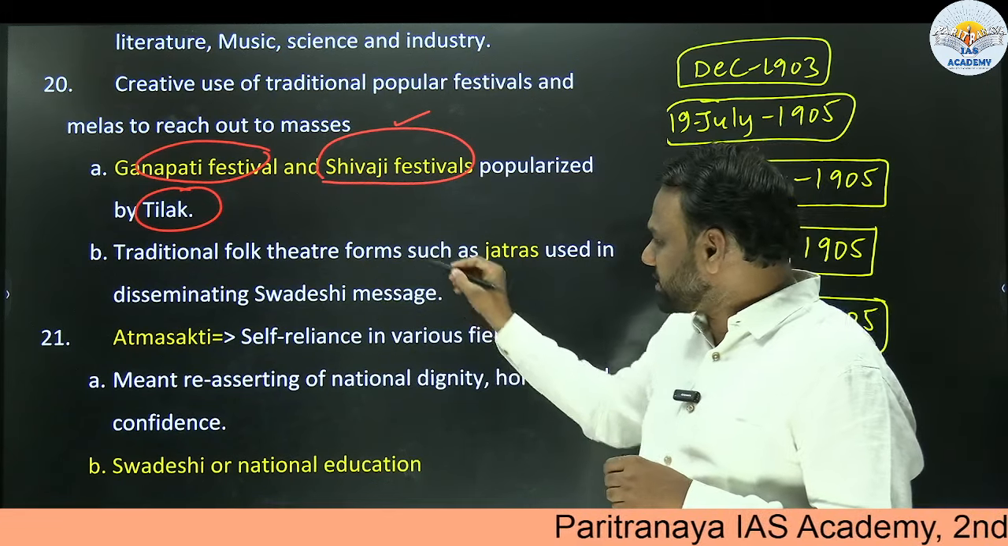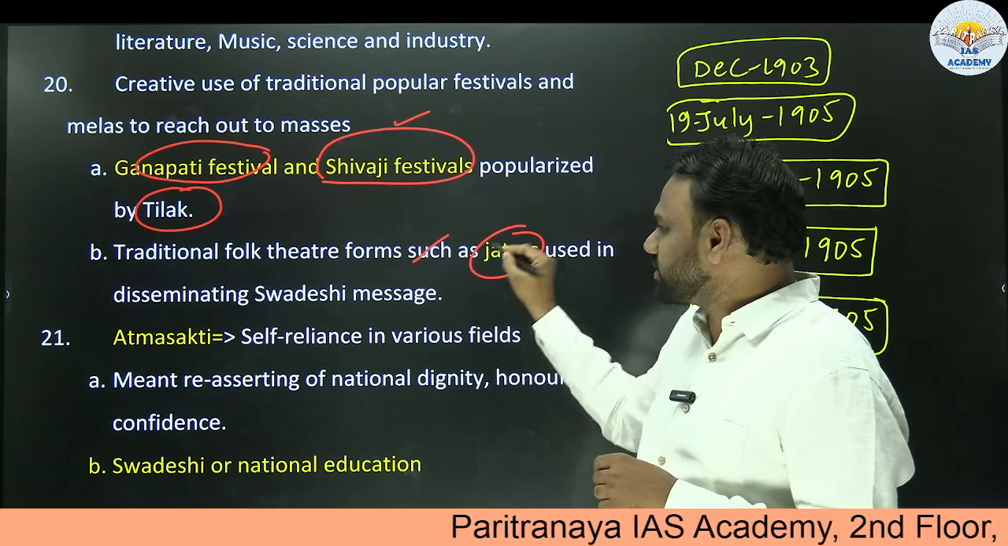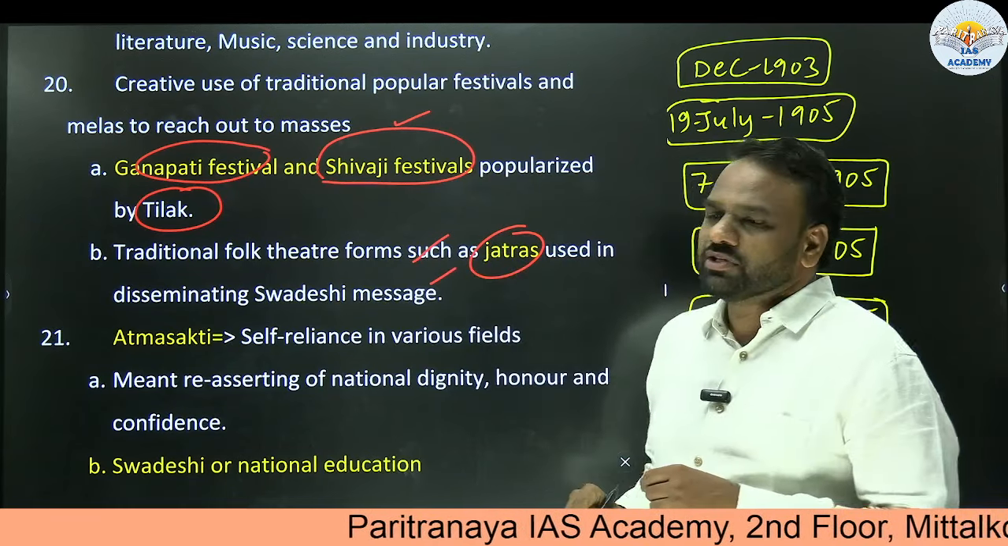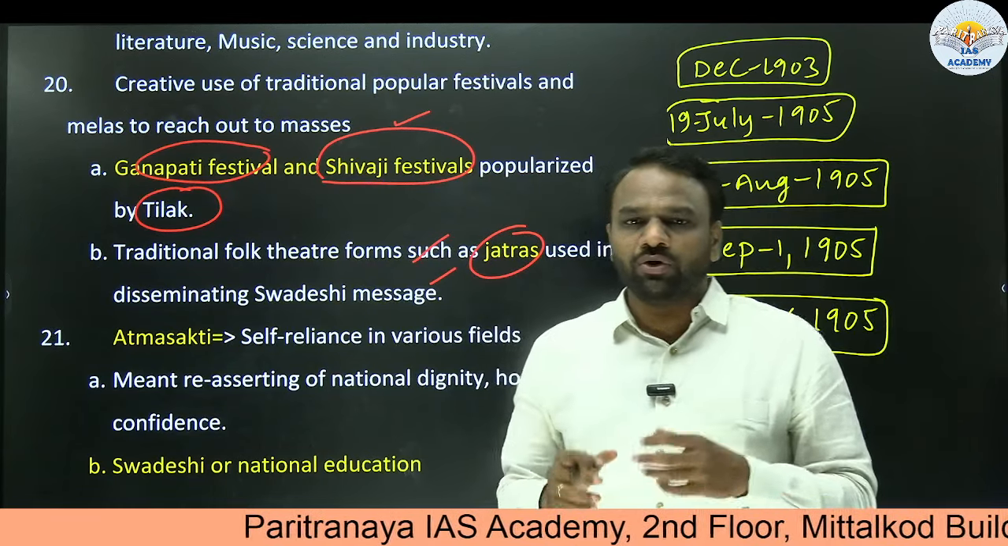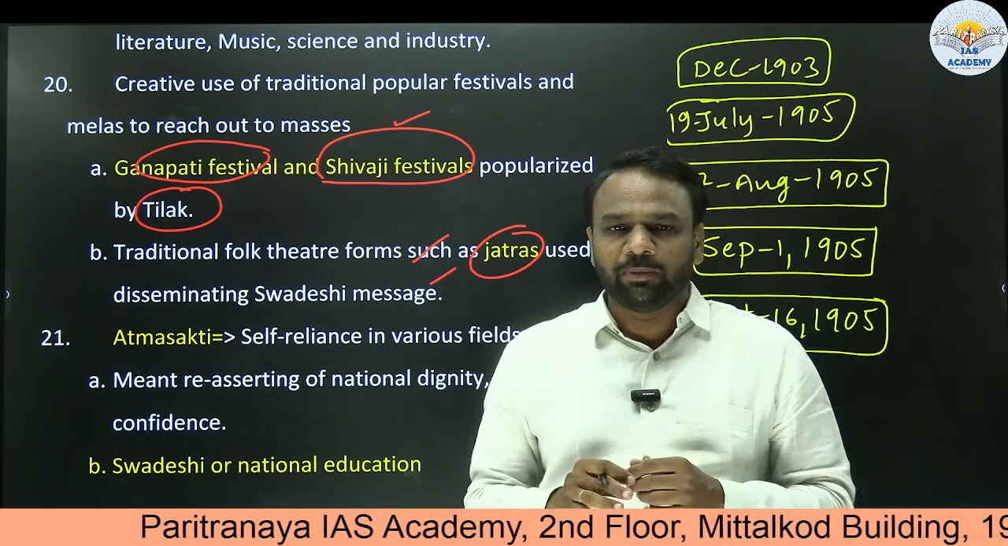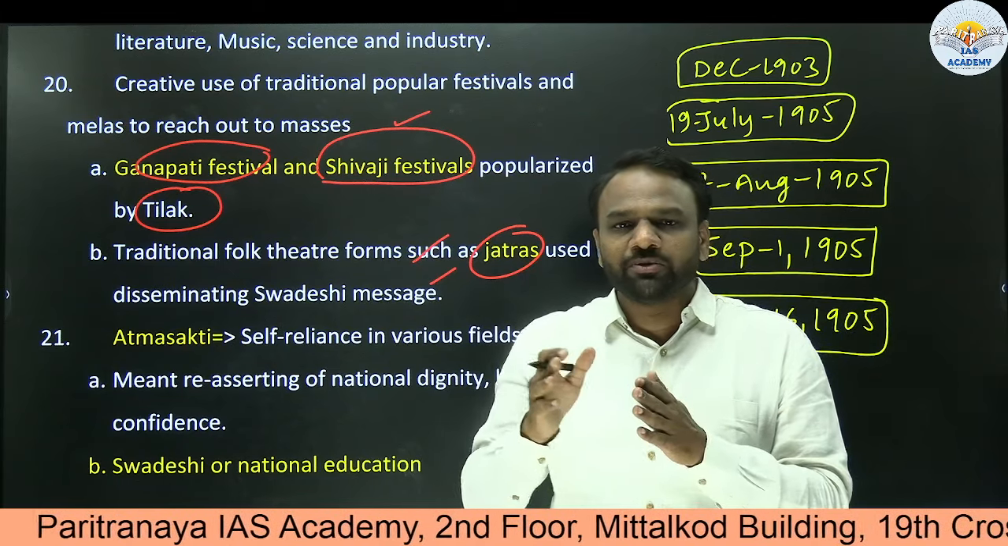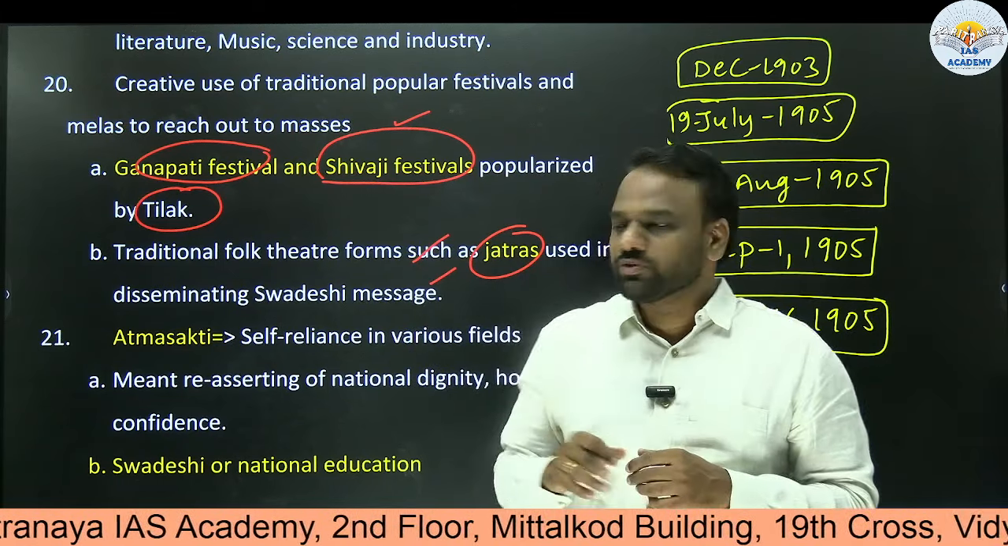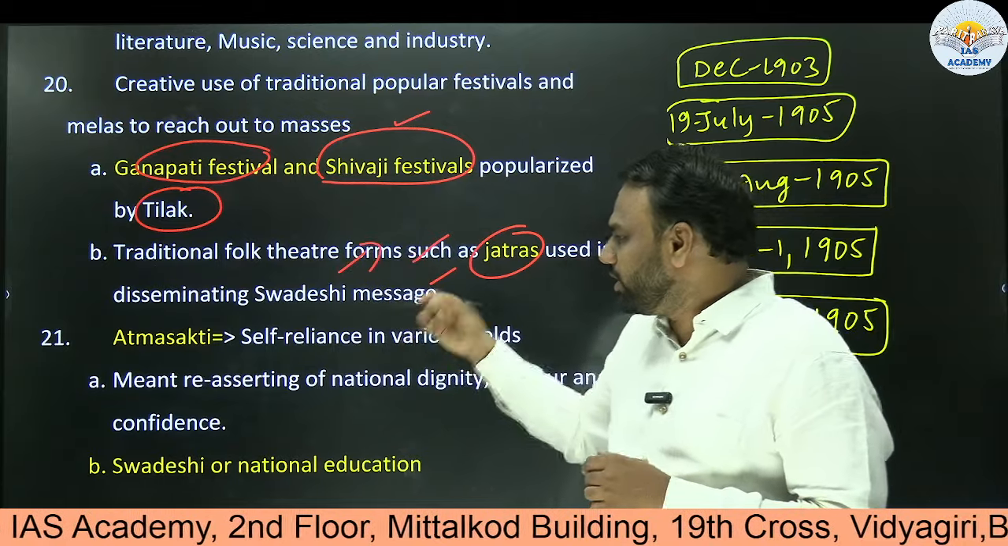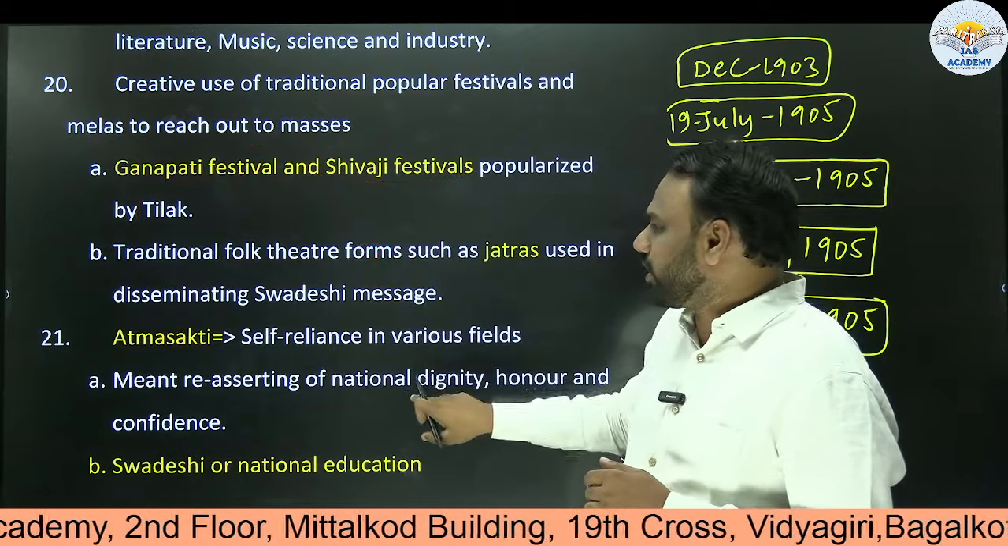Next, traditional folk theatres such as jatras were used in disseminating the Swadeshi message. So there used to be some public plays. Whenever people came to attend a play, information used to get conveyed to the general public through that play. So even this was a creative way of spreading information, which was adopted during the Swadeshi movement.